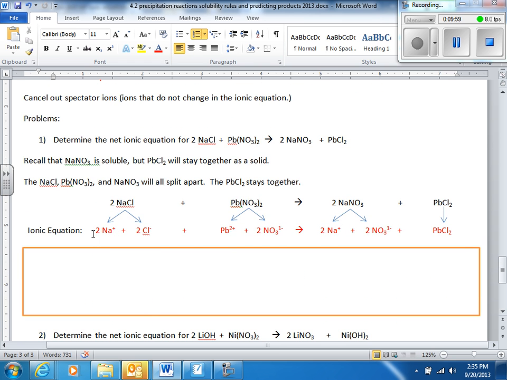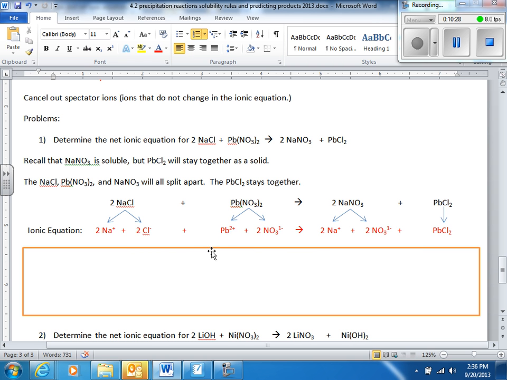So I have 2 Na pluses and 2 Cl minuses because the coefficient applies to all of the ions. Here, notice this 2 here, I said subscripts are multiplied by coefficients. There's a subscript outside of the polyatomic ion. So 2 times 1, the coefficient was 1, so I have 2 nitrates. Here, the subscript is part of the polyatomic ion, so I don't multiply that by the coefficient. And the lead comes straight down.